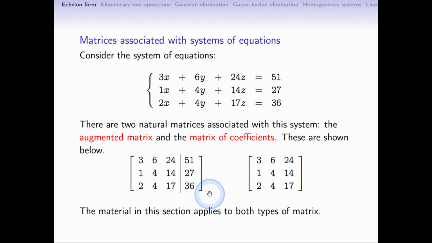Another natural matrix associated with this system, and this will be especially important in later parts of this course, is simply the matrix of coefficients, where we lift the coefficients off of the system and place them into a matrix, in this case a 3x3 matrix. Both of these matrices are very important, and I just want to say that all of the content of this section can be applied to the augmented matrix, and it can be applied to the matrix of coefficients.